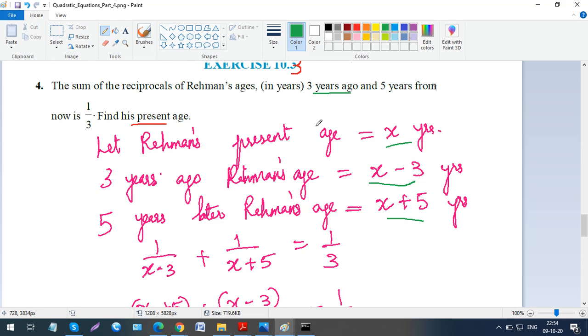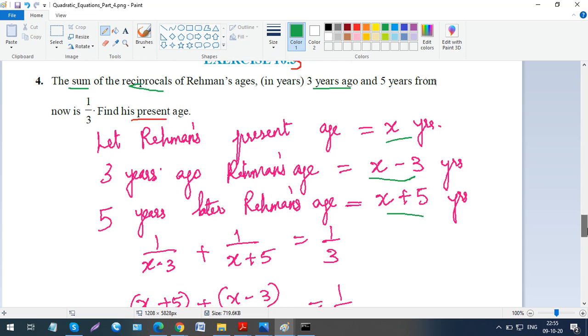Now they are saying the reciprocals. So what do you mean by reciprocals? You'll have to write 1 over x minus 3 and 1 over x plus 5. So the sum means you are supposed to add the reciprocals. So 1 over x minus 3 plus 1 over x plus 5, both of them added together, is given as 1 over 3. Okay, is equals to 1 over 3.